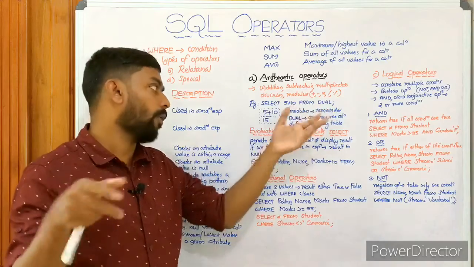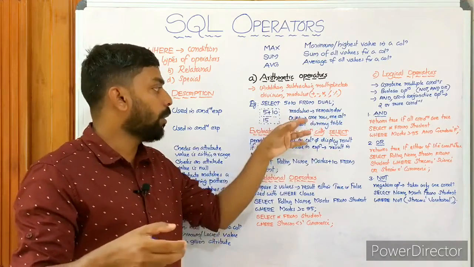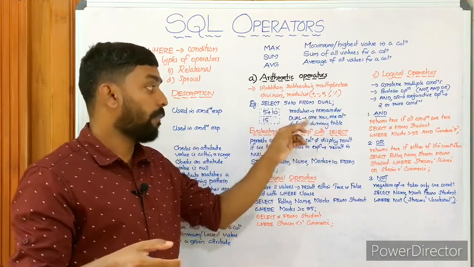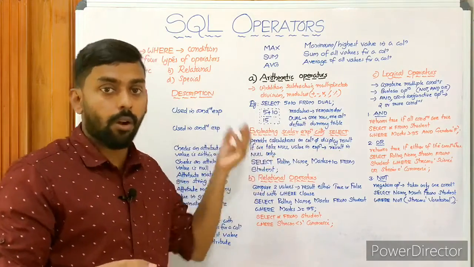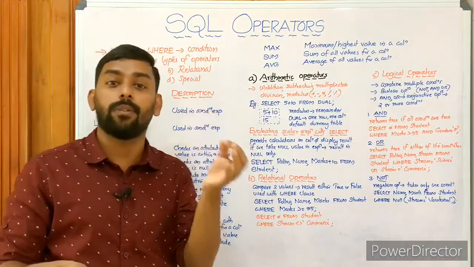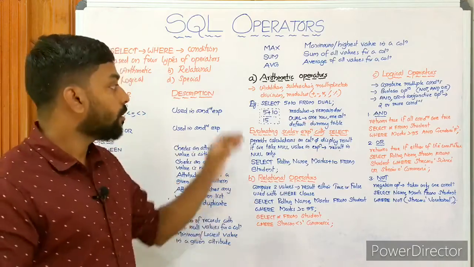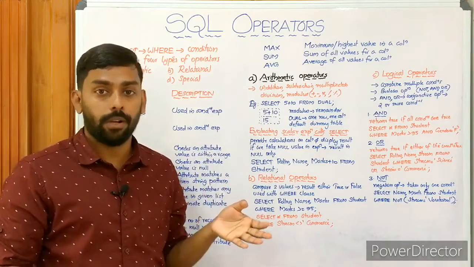Then modulus always returns the remainder value, and dual is a one row one column default dummy table. It's a one row one column default table. Of course it's a dummy table. So this is how we can apply arithmetic operators.